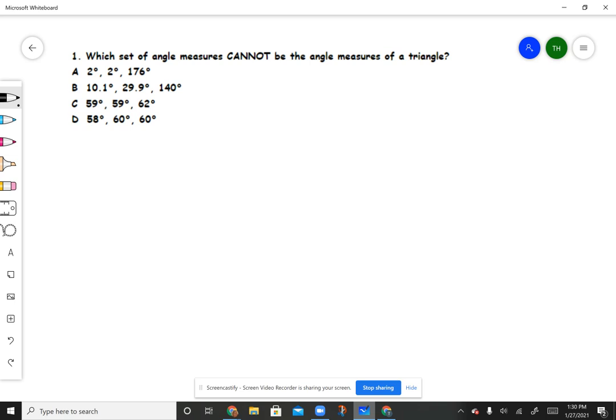Which set of angle measures cannot be the angle measure of a triangle? Okay, so if you look back at your triangle notes, which you should have written down, if not, they are under the resources tab. You need to have that pulled up. We know that when we're talking about angle measures of a triangle, we're going to follow the sum of interior angles. And that tells us that the measure of angle 1 plus the measure of angle 2 plus the measure of angle 3 must equal 180 degrees.